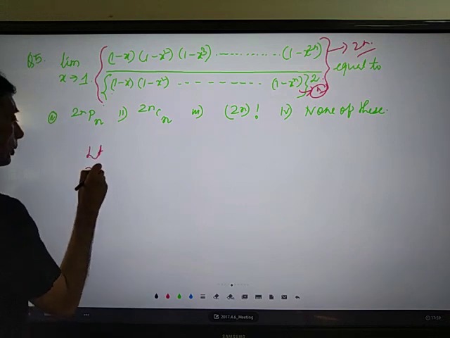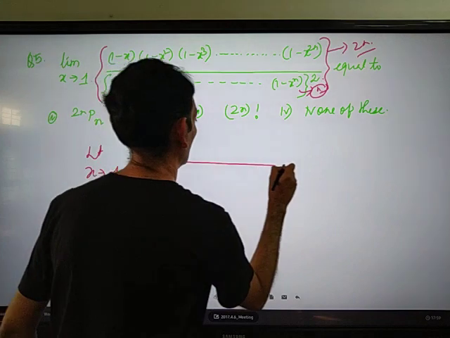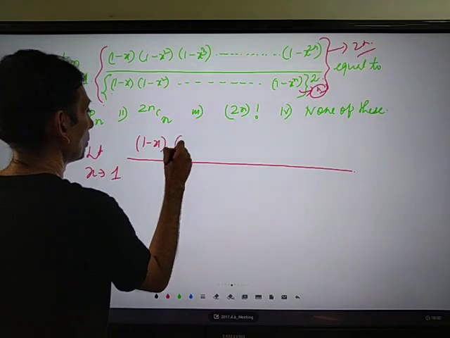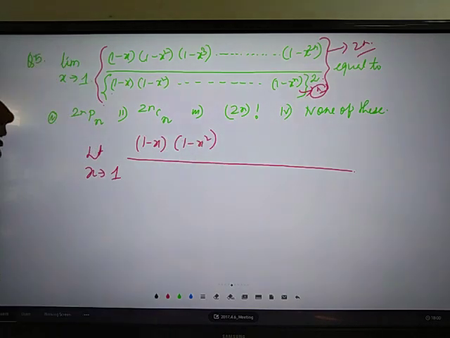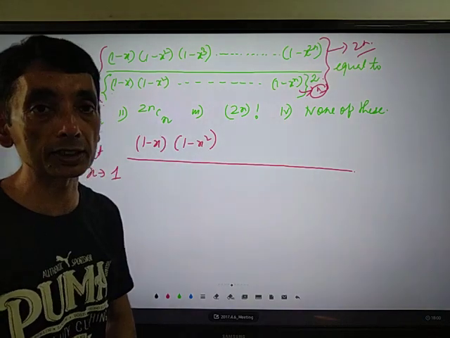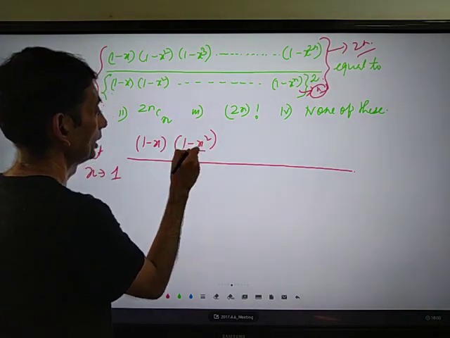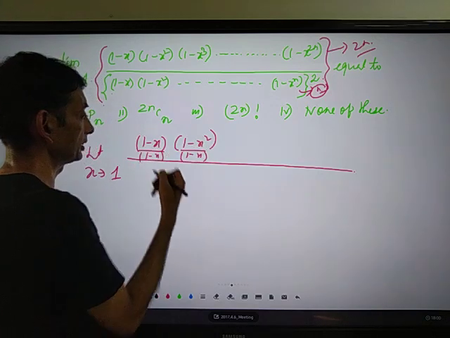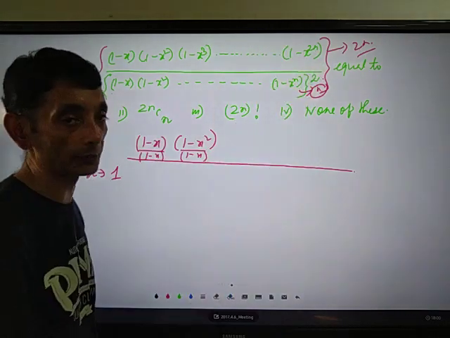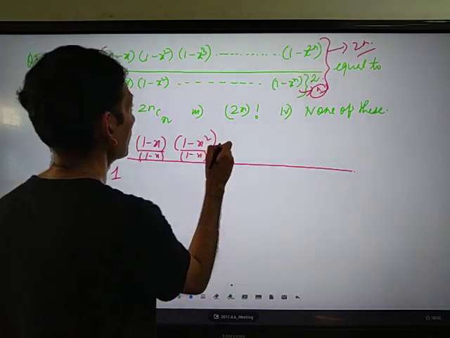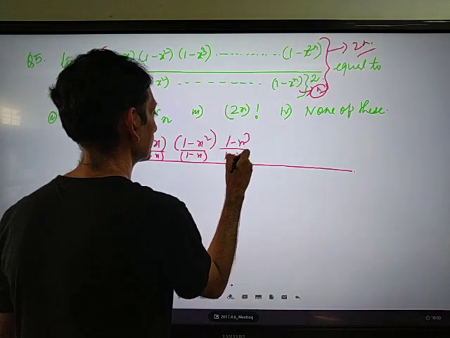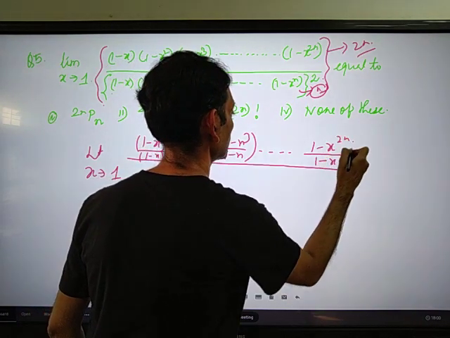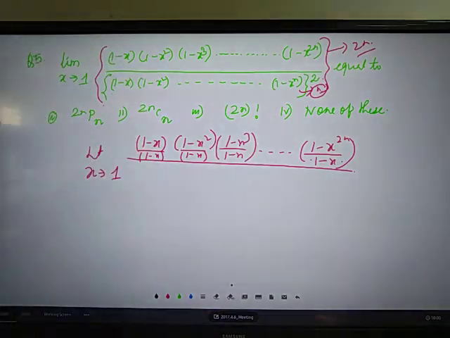Limit x tends to 1. Okay. This is 1 minus x, right? 1 minus x squared. We're just going to do one thing. We're going to divide each of the terms by 1 minus x. Here, 1 minus x squared we have divided by 1 minus x, and the first term also we have divided by 1 minus x, so this will be 1. So from the first term onwards we will be dividing each and every term by 1 minus x. The third term is 1 minus x cubed by 1 minus x. We'll keep dividing like that, and 1 minus x to the power twice n we will be dividing by 1 minus x. Done?